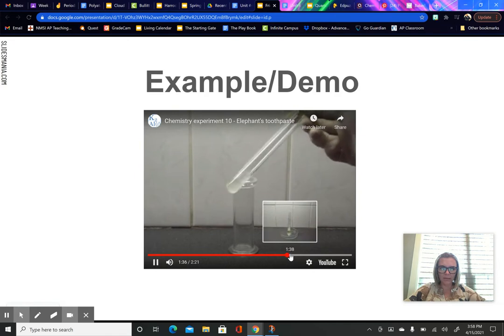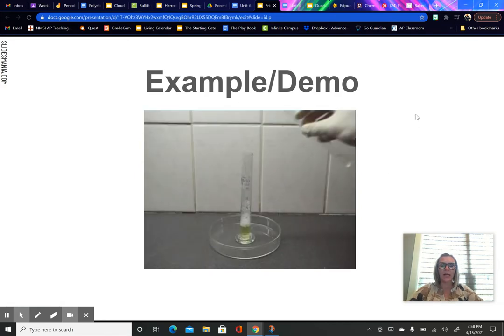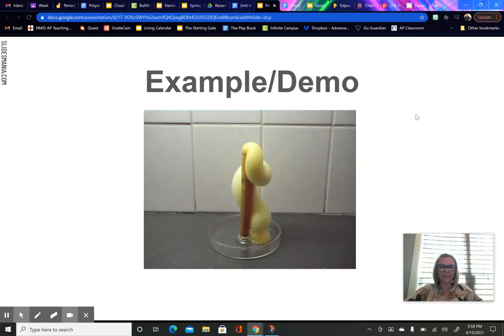All right. So now we've got some potassium iodide. We are going to add that to our hydrogen peroxide and watch for evidence of chemical change. And here it comes. So think about your 5 pieces of evidence of chemical change and go ahead and write your observations down on your paper.